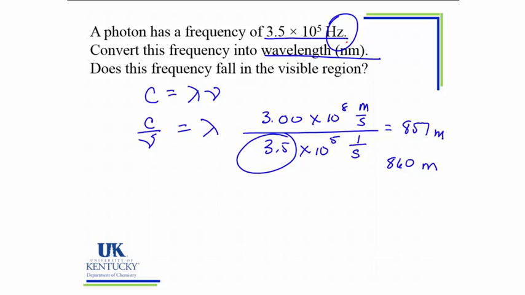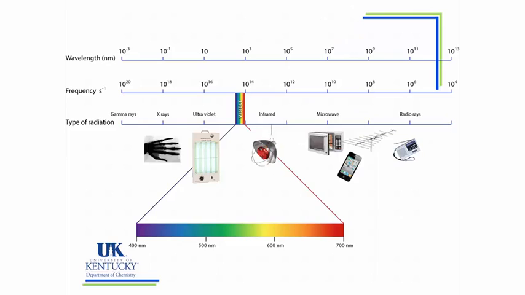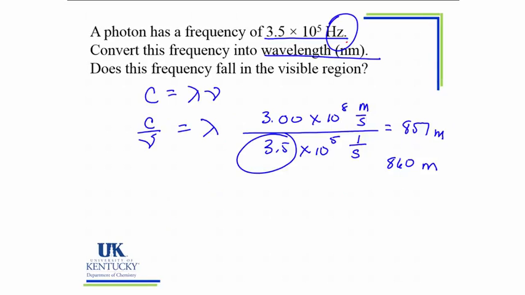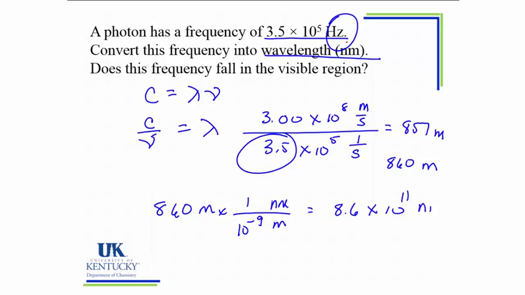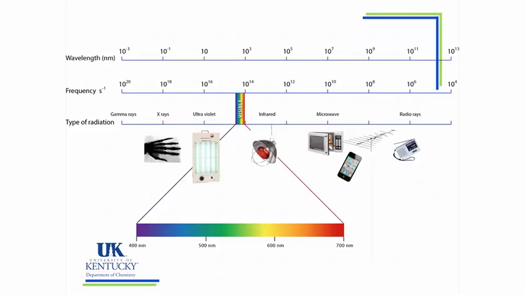Now, that's pretty long. Would that be in the visible region? Well, let's look here. Visible region, wavelength, it's about 10 to the 3rd nanometers. Well, this is not in nanometers, so let's get this in nanometers as it asked. So we'll convert this from meters to nanometers. 1 nanometer is 10 to the minus 9 meters. So that would be 8.6 times 10 to the 11 nanometers. Okay? So if you stopped with the 860, let's go back here, you might have said, sure, 860, well, that's kind of just beyond here.